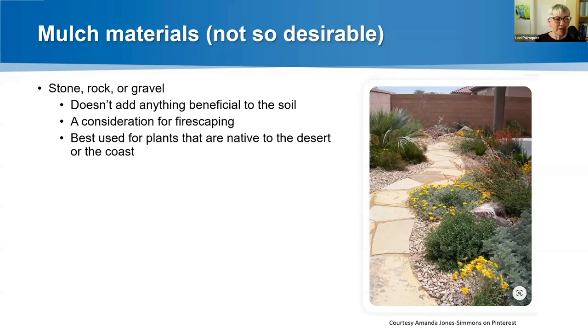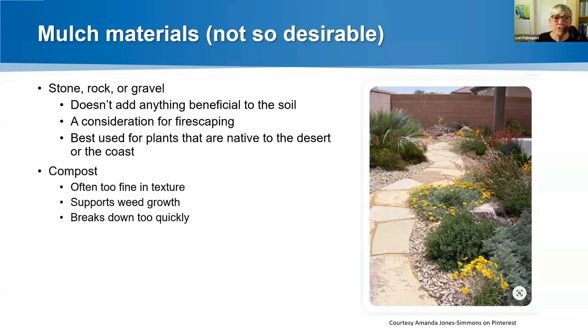So a major consideration with stone, rock, and gravel is for firescaping. And I'll be talking about that in just a little bit. It's best used for plants that are native to the desert or the coast because they're used to having rocks or gravel around them and not decomposing wood around them. Okay.